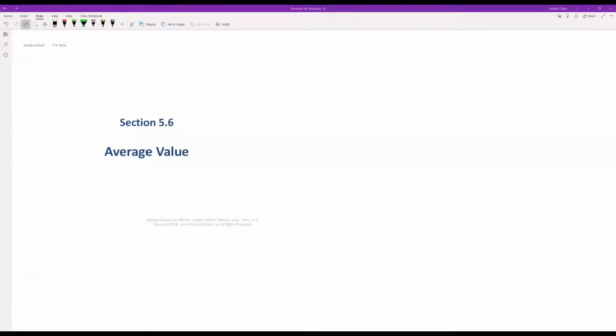Hello, welcome to 5.6. We're looking at average value. So now let's talk about average in a very simple way first. Let's say I want to add 1, 2, 3, 4, 5. I want to find the average of these five numbers. Then I divide it by 5, because I have a total of 5 numbers, and that gives you the average.